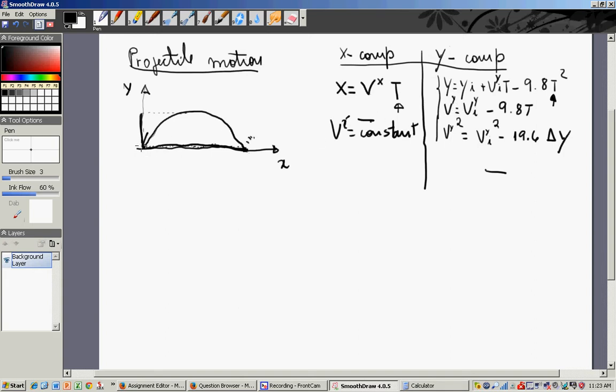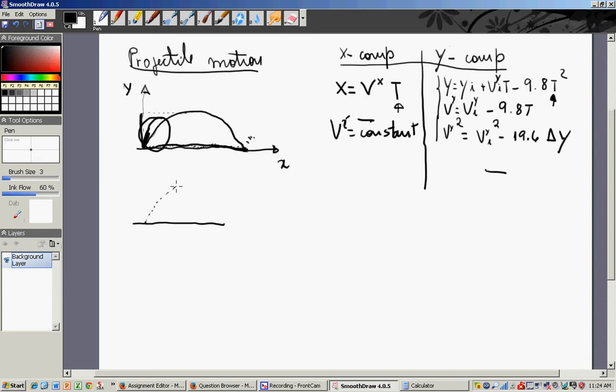But Vx is a constant. Vx is constant. And the velocity in the y component is not, because you have the 9.8 acceleration in the y component. So besides this, what else do you need to know?